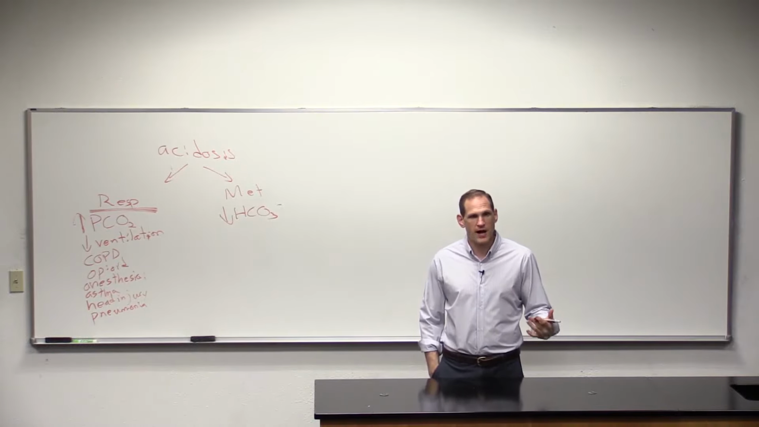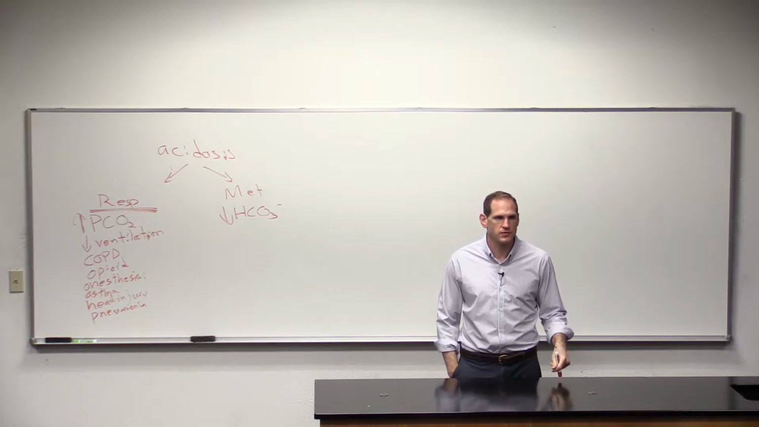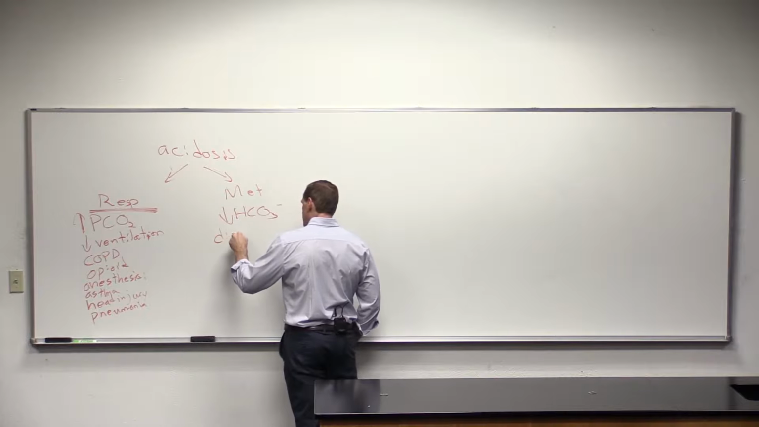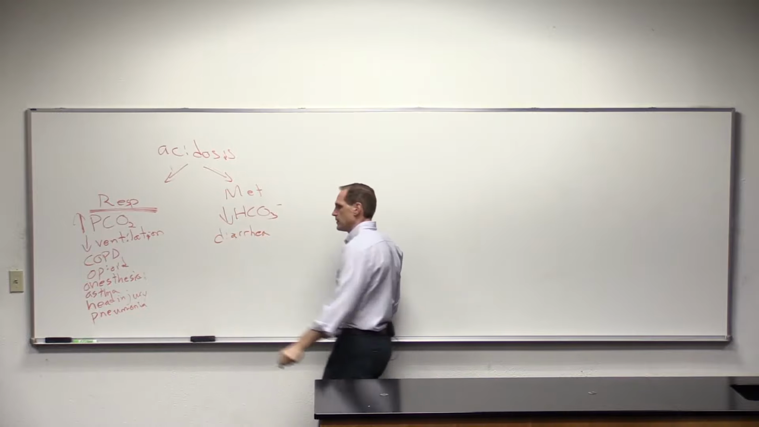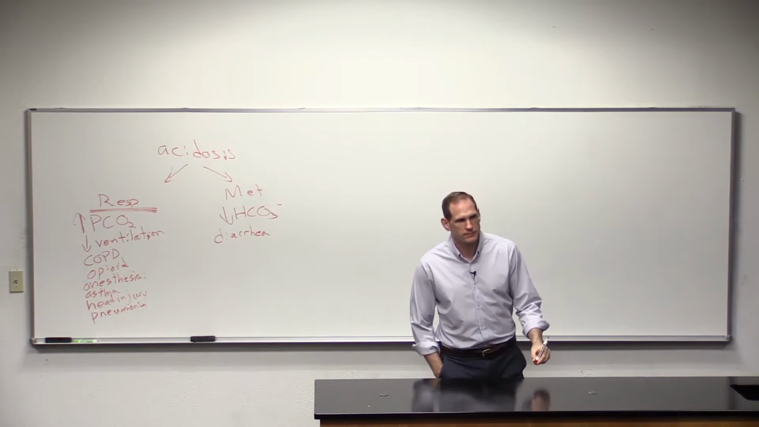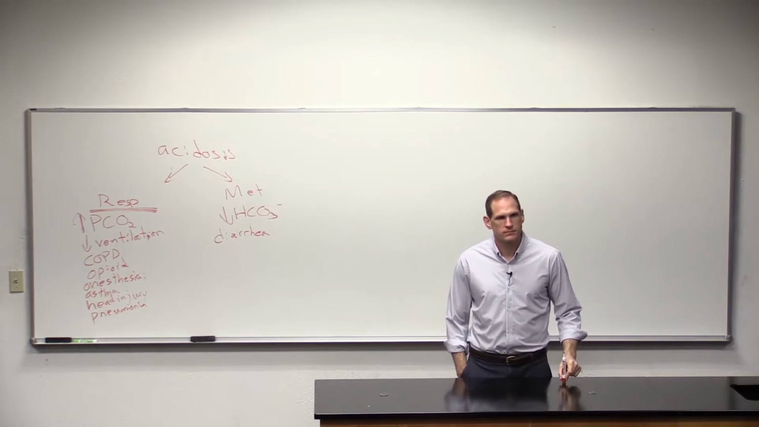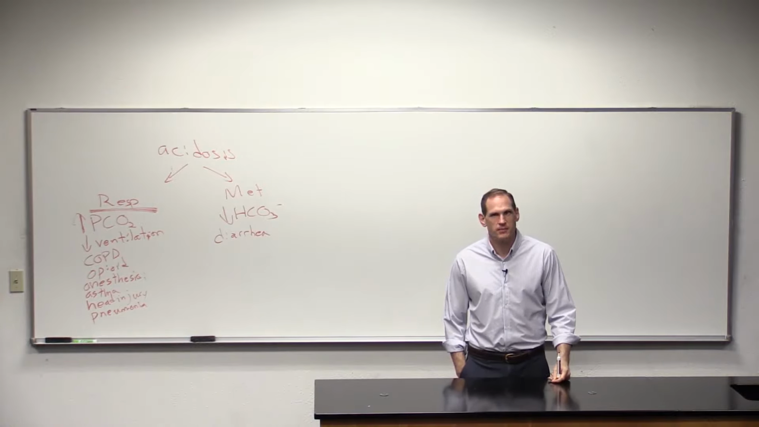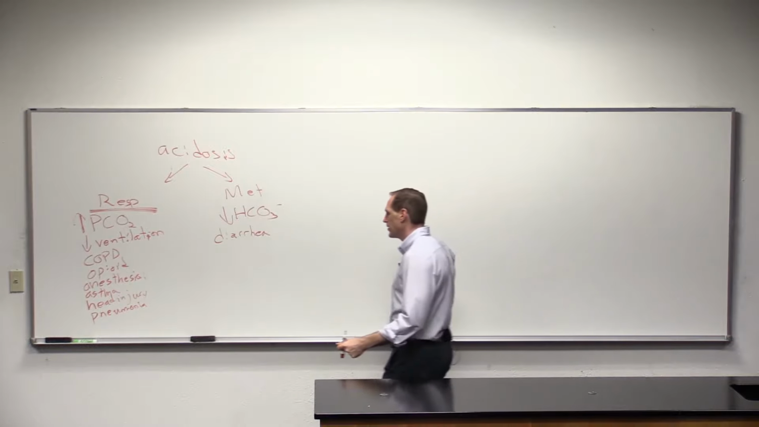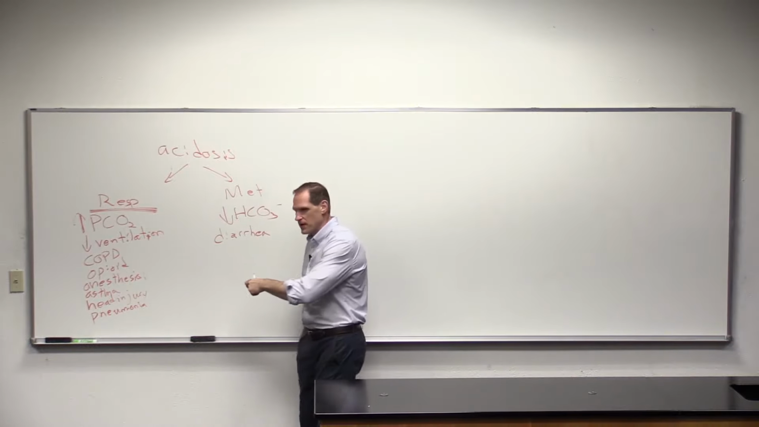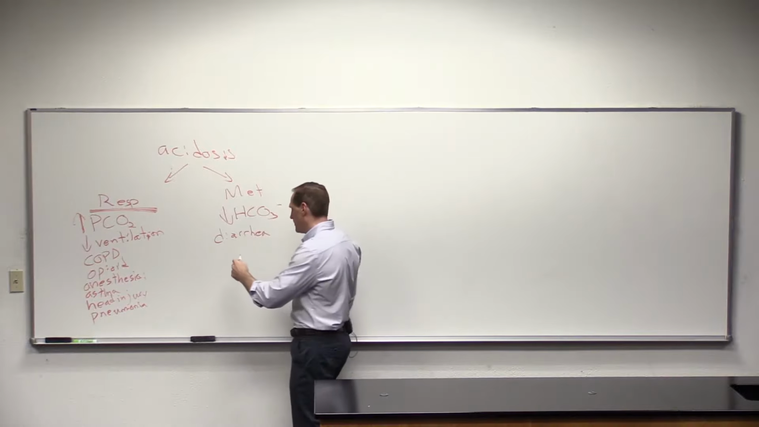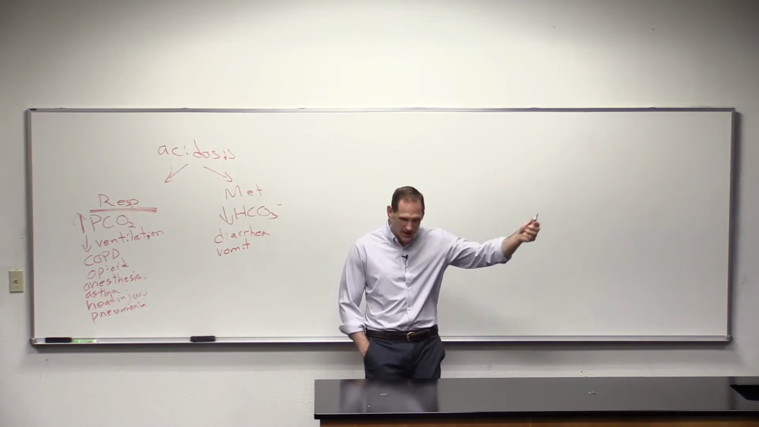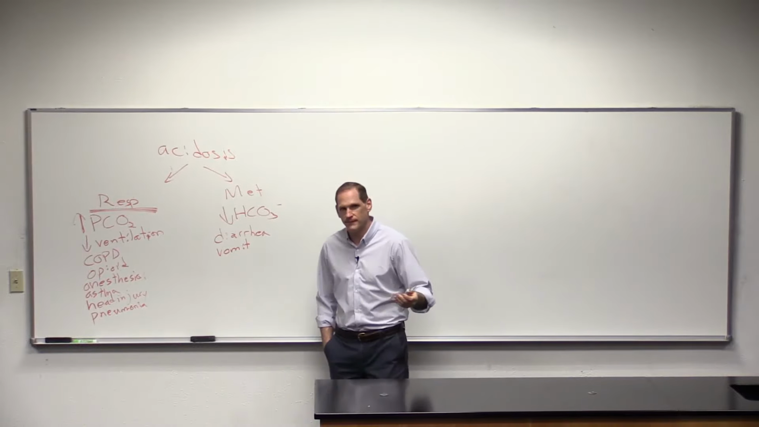What are some potential causes of metabolic acidosis? All right, diarrhea. What's the mechanism there? You're just pooping out bicarb. Diarrhea-ing bicarb. So that's one. Give me another one. Vomiting. What would be the mechanism there? Throwing up bicarb. All right, give me another one.